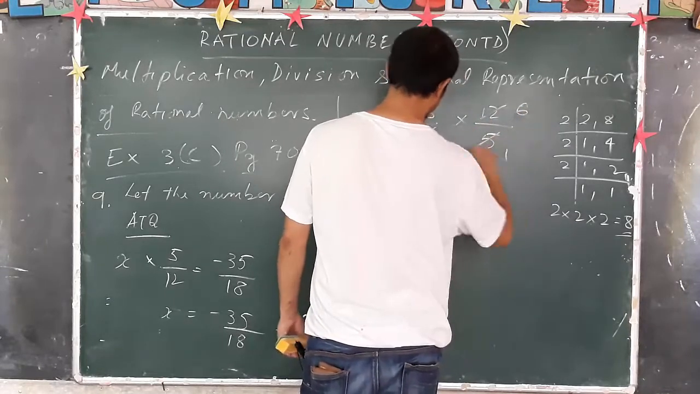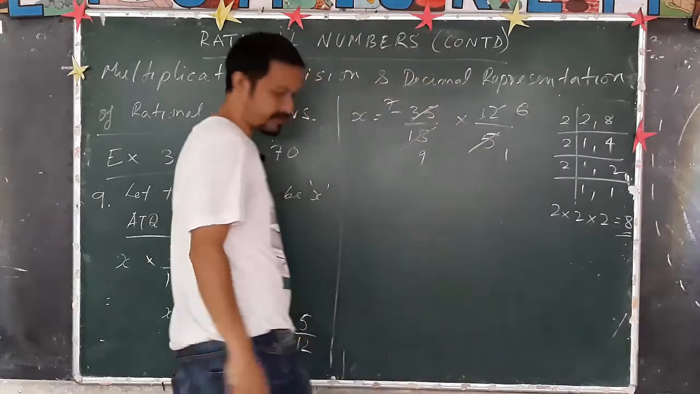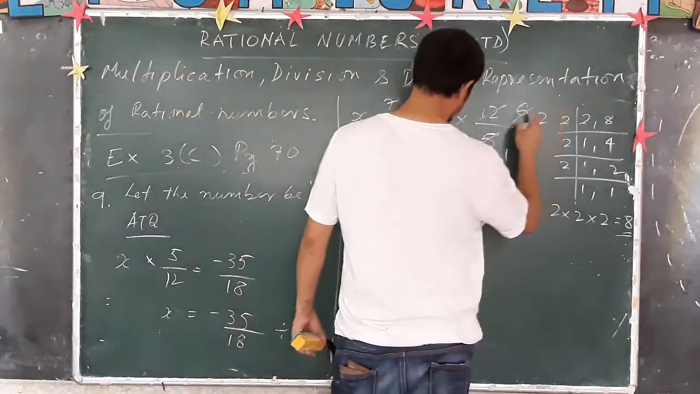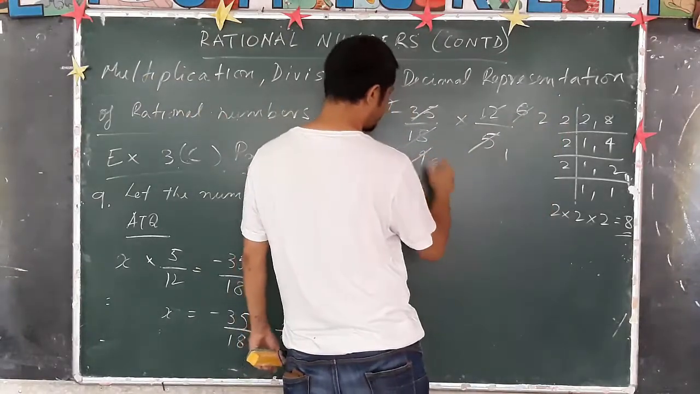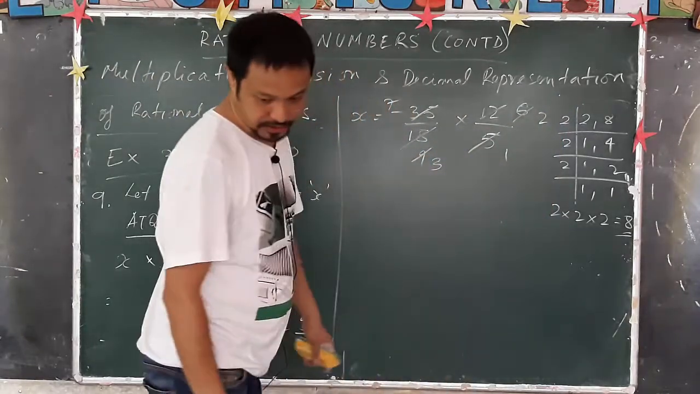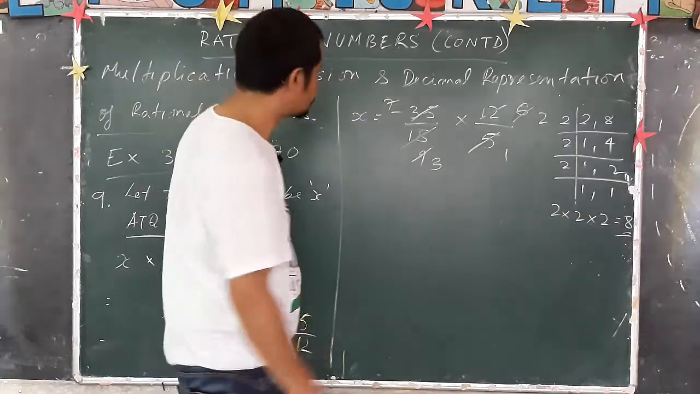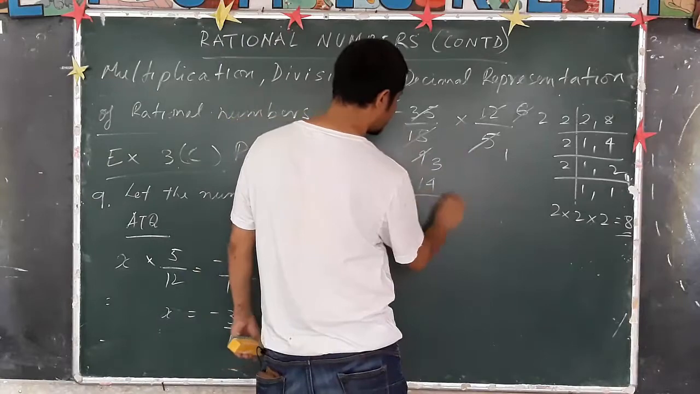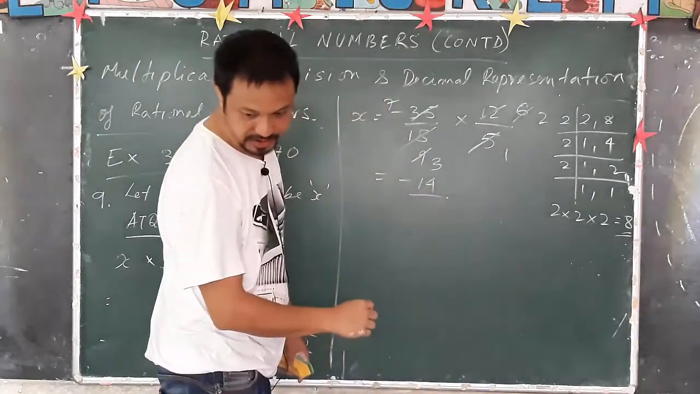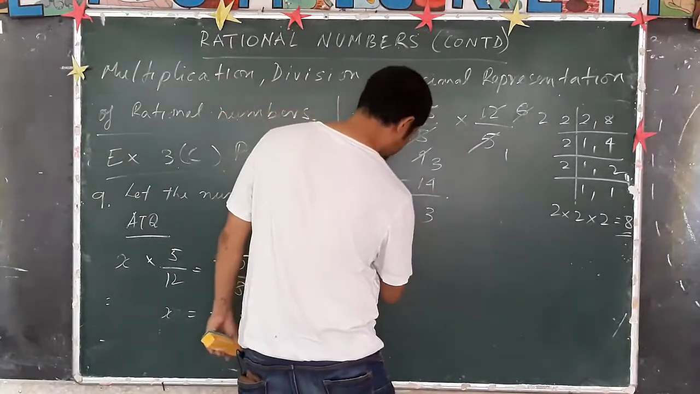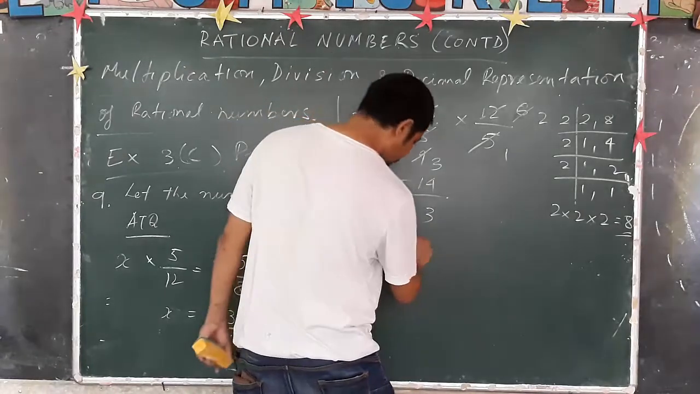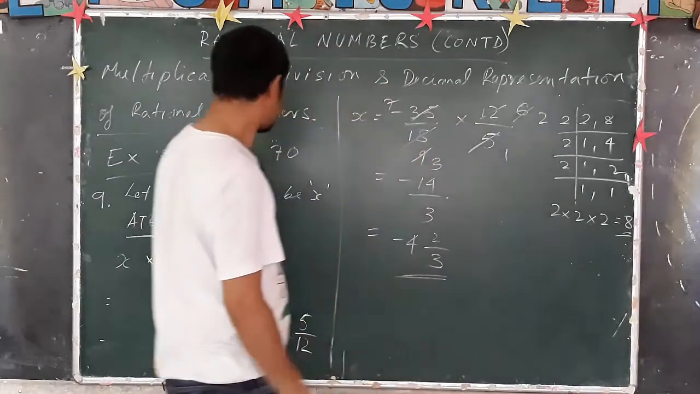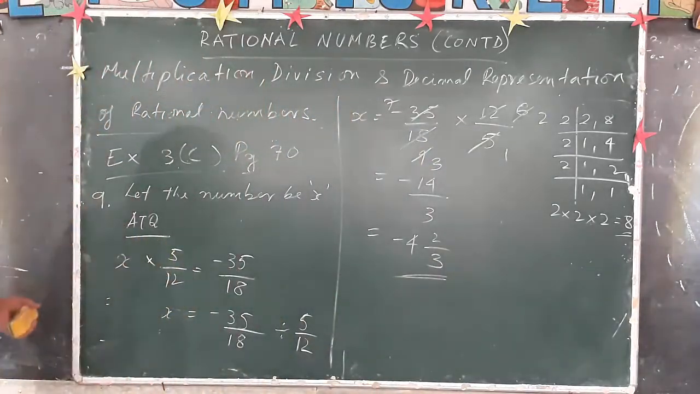Okay, 5 1s are 5, 5 7s are 35, and going further, 3 2s are 6, or we could have done it by 3 also. Okay, so this comes to 7 into 2 is minus 14, because minus is there. Then this is minus 14 by 3. When you convert that into a mixed fraction, it becomes minus 4 2 by 3. Okay, so this is the sum that I'm done.